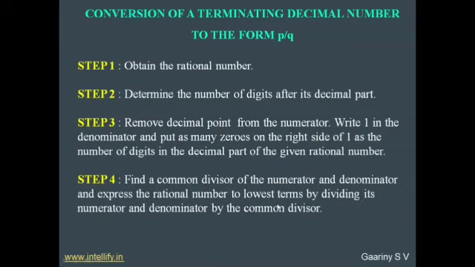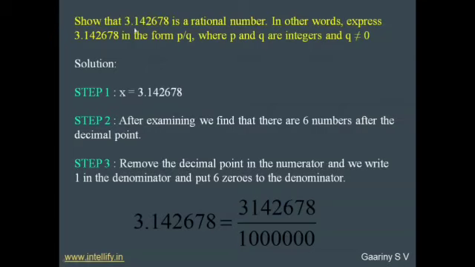I hope you understand this general concept. Let us look at an example of this. Given that 3.142678 is a rational number, you just have to show this as a rational number. In other words, a rational number is of the form p by q, where p and q are integers and q is not equal to 0.